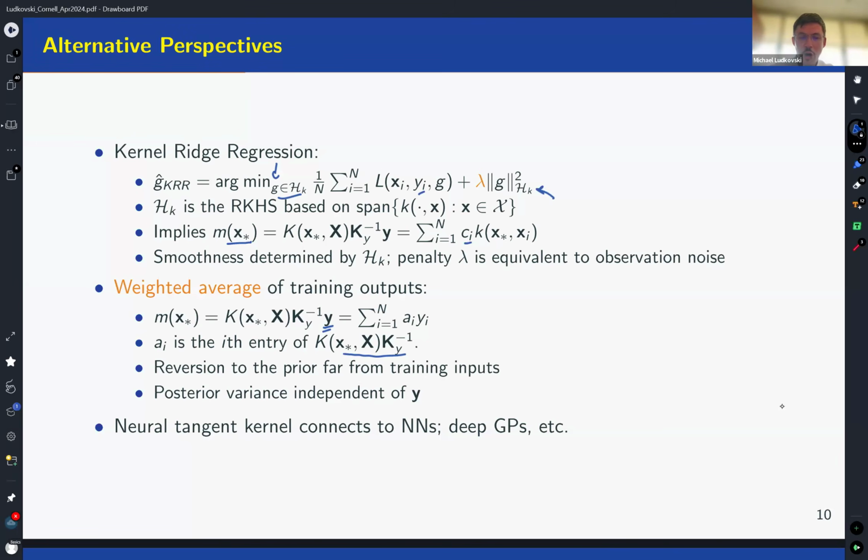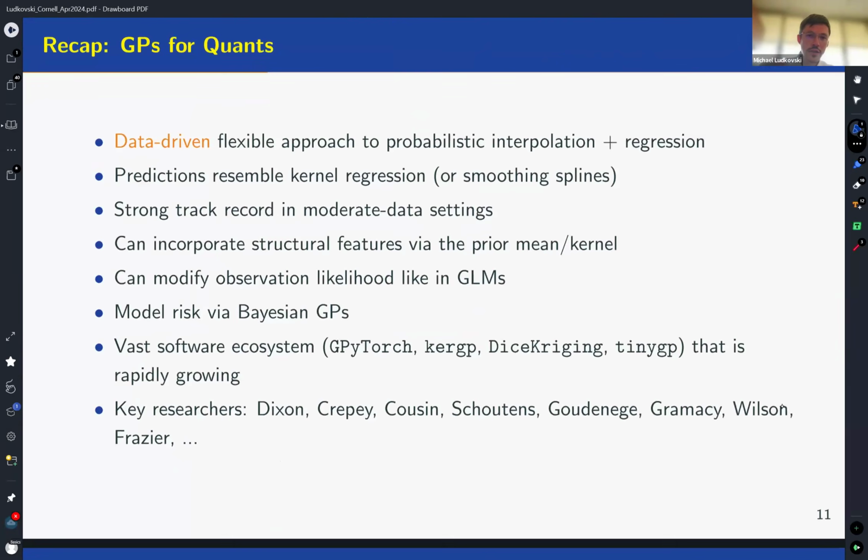So the whole uncertainty quantification is driven only by the input geometry rather than by what the points actually are, what the observations are. All right, so let me move to the next slide in a second.